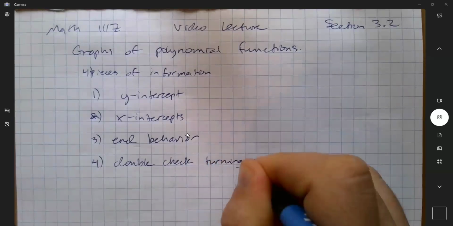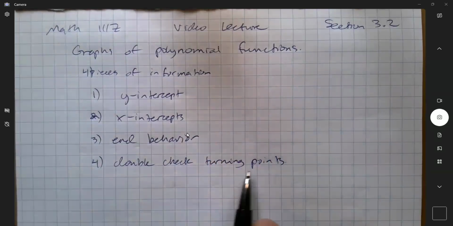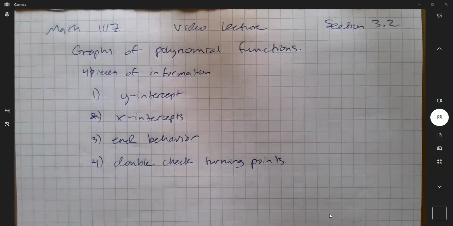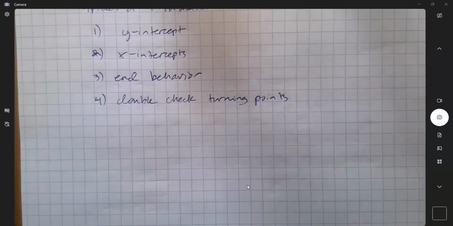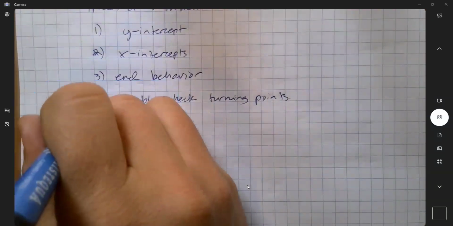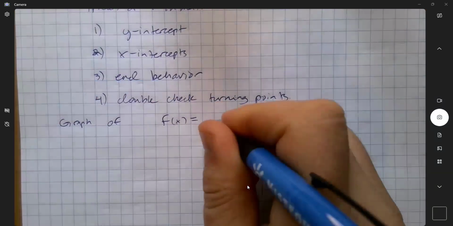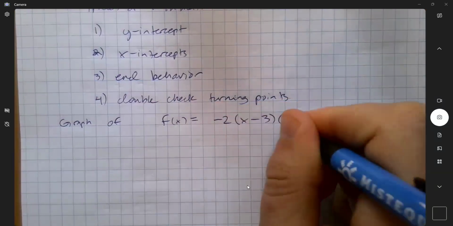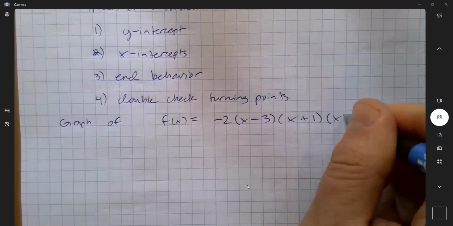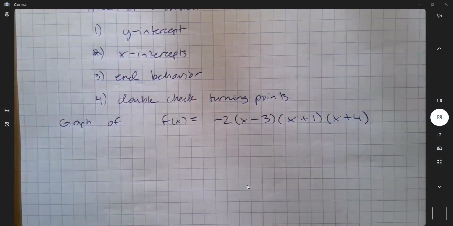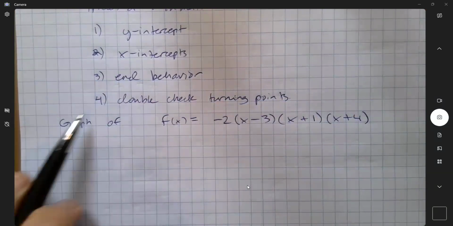You can't always say exactly how many turning points your polynomial has, because it could be 7 or 5 or 3 or 1. Right? It gives you a maximum number, but you don't necessarily know exactly what the number is. So let's practice this. Let's sketch a graph of a polynomial function which looks like -2 times (x minus 3) times (x plus 1) times (x plus 4). And we want these 4 pieces of information.